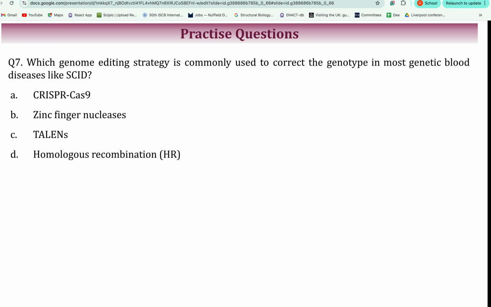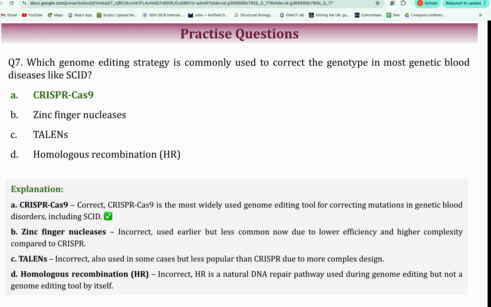Just keep this in mind that they have mentioned genome editing strategy. Okay, now let's see the right answer. The right answer is option A, which is CRISPR-Cas9. But I hope you might have got confused with option D. So let's break it down into different options. If we talk about CRISPR-Cas9, then yes, we know that this is the genome editing strategy which is most widely used nowadays for correcting the mutations in genetic blood disorders, including SCID.